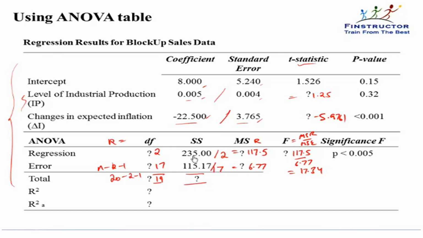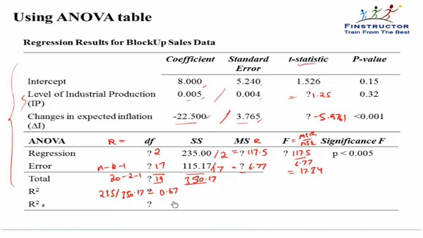The total degrees of freedom will be the sum of the two, that is 19, and the total error or sum of squared total error would be the sum of the two, that is 235 plus 115, that is 350.17. The R square can be calculated as the sum of squared regression upon sum of squared total, that is 235 divided by 350.17, that is equal to 0.67 approximately.